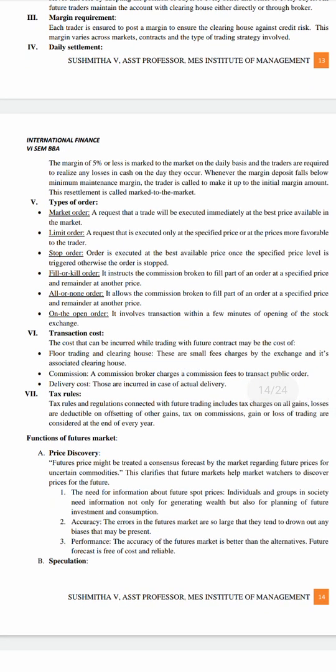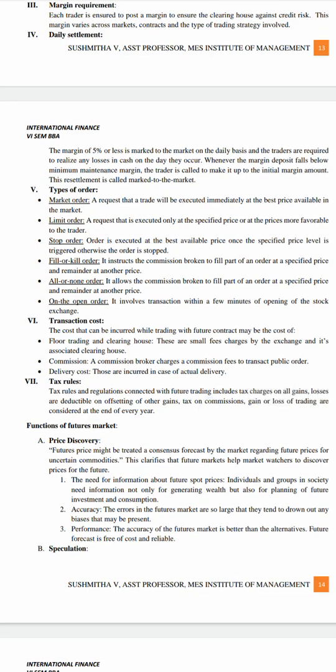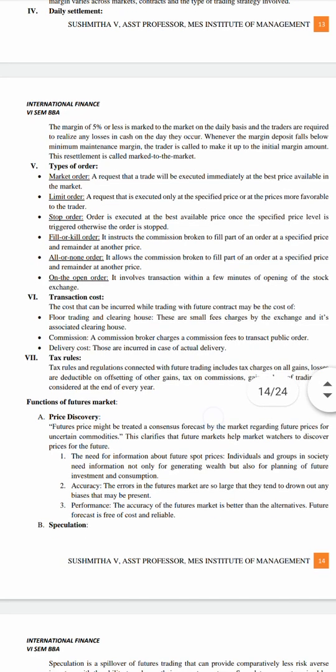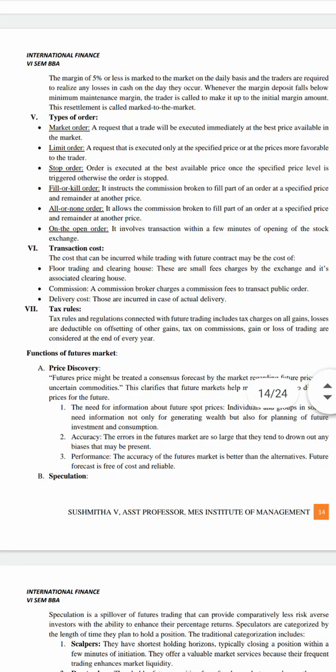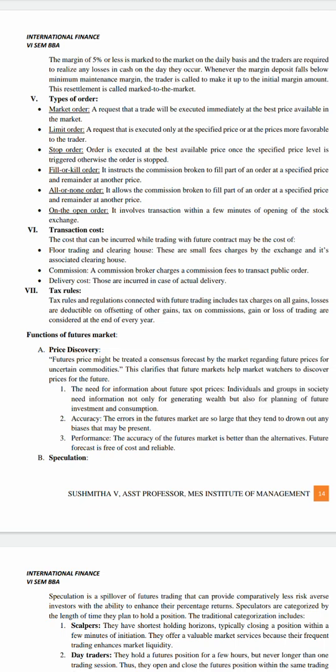And daily settlement. So usually the entire future contracts are subjected to mark to market, which means the price of the future contract is automatically adjusted to the market changes and the market rate. So that is called mark to market or daily settlement. So daily settlement is done on the basis of market changes, or it is done on a daily basis. Then the types of order that we are going to place in the future contract are market order. So when you are executing at the best price available in the market, then it is called a market order. Limit order, when you are going to execute only at a specified price or only at a favorable price to the trader, then it is called a limit order.